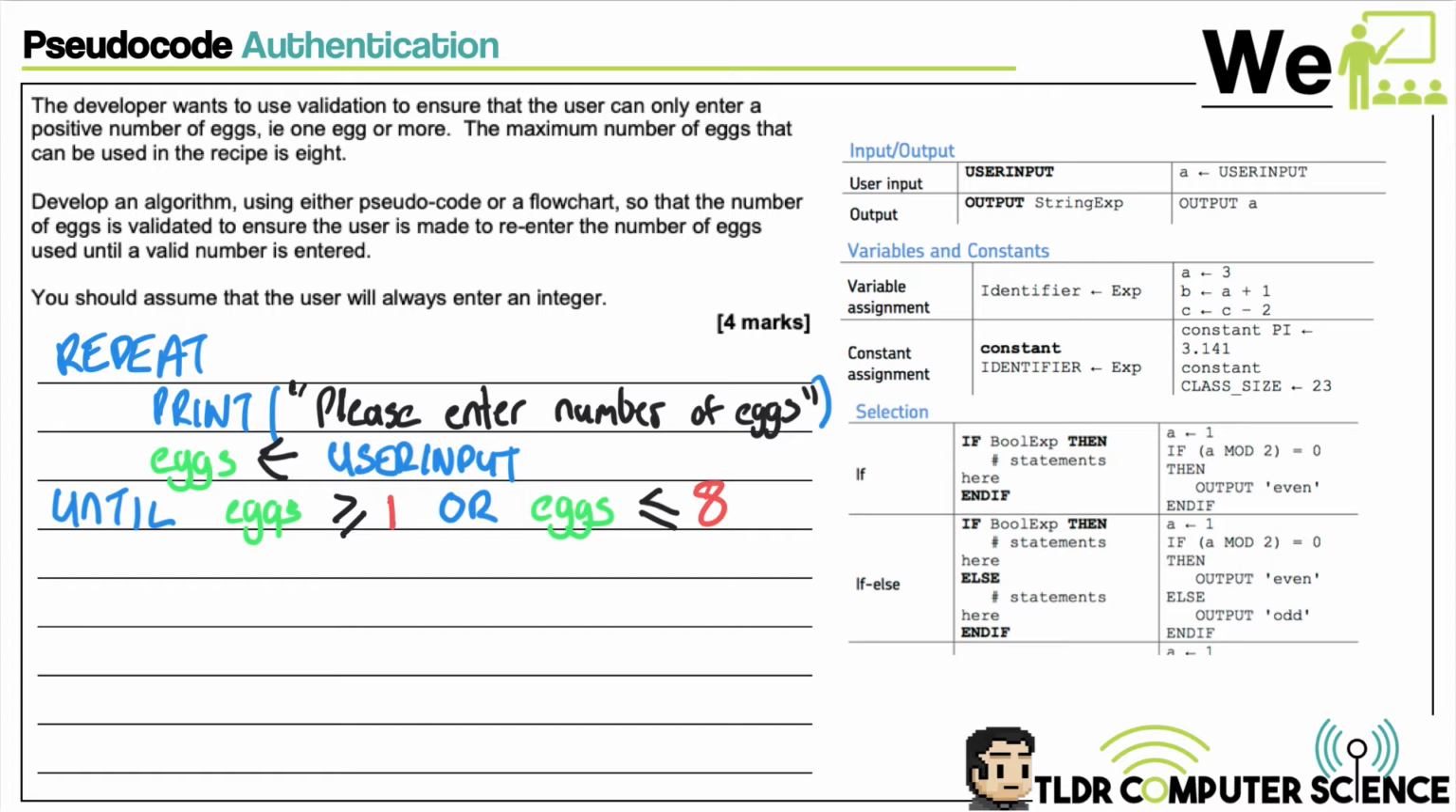So what we need to say is it's not just a case of or will need to be true. And so the way we'd write it is we'd say, and it's true. And so what's going to happen is it's going to keep asking these questions until this happens. The developer wants to use validation to ensure the user can only enter a positive number of eggs. Boom. The maximum of eggs is used as 8. Boom. Develop an algorithm to ensure the user is made to re-enter the number of eggs until a valid number is entered. Done. Piece of cake.